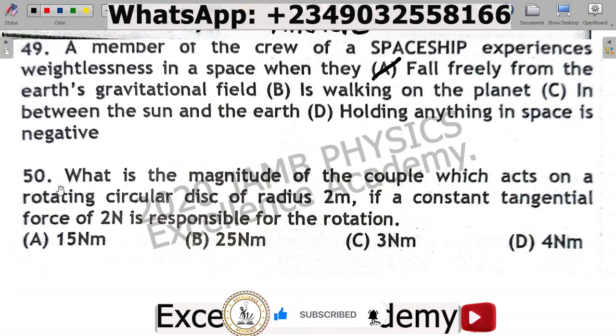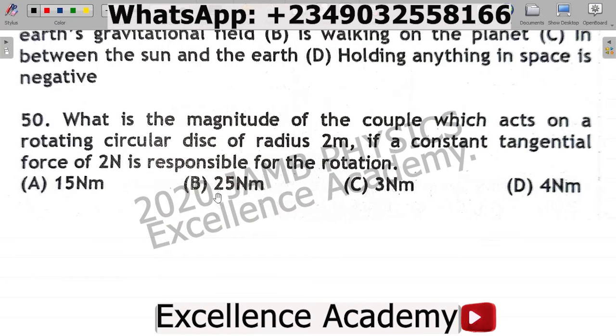Question 50 finally. 50 says, what is the magnitude of the couple which acts on a rotating circular disk of radius 2 meters if a constant tangential force of 2 Newton is responsible for the rotation? A. 15 Newton meter, B. 25 Newton meter, C. 3 Newton meter, D. 4 Newton meter.